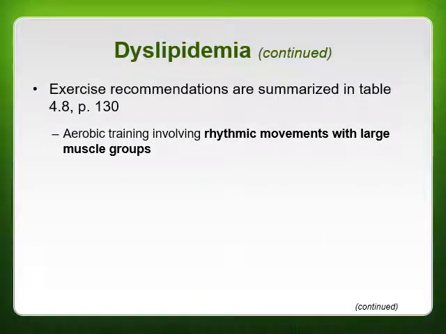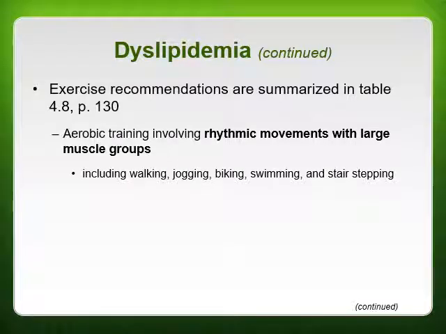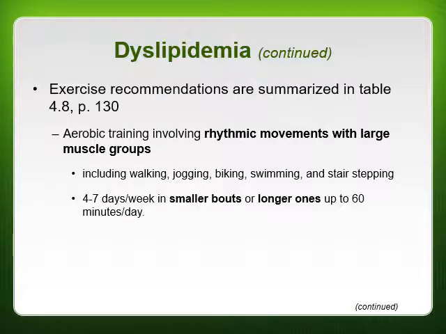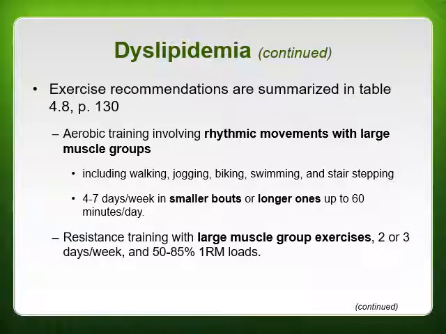Just like with anything, when it comes to exercise recommendations: aerobic training, rhythmic movements with large muscle groups, so running, swimming, biking, walking, jogging, stair stepping, all good choices. 4 to 7 days a week, smaller bouts or longer ones, up to 60 minutes a day. Again, you want to get them moving, doing a little bit more often.